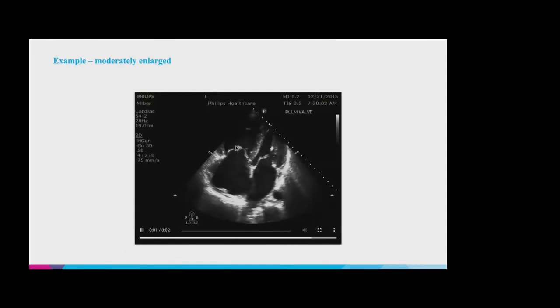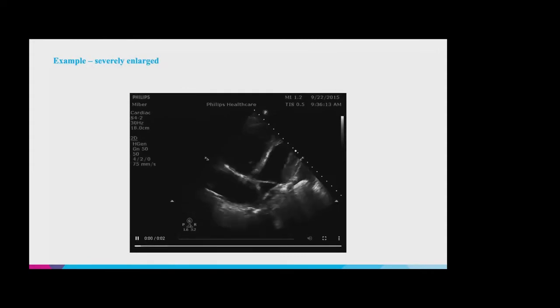And stop me if something doesn't make sense or you can't really make out what we're talking about, okay? And then the other main thing in this view that you should also be conscious of is looking at the atria as well. And you can really appreciate that the right atrium is also larger than the left atrium. So this is right-sided enlargement of both the ventricle and the atrium.